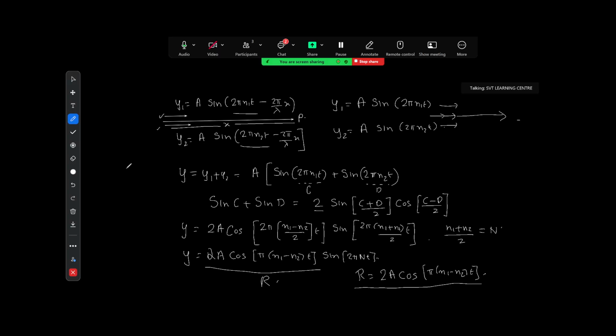Okay. Now we will focus entirely on our R that we are going to see now. So look at this. What was our R equal to? The central theme, our capital R. We obtained it as 2 times A into cos pi (n1 minus n2) t. Now the value of R actually depends upon cos, which in turn depends upon what is there in the bracket, correct?